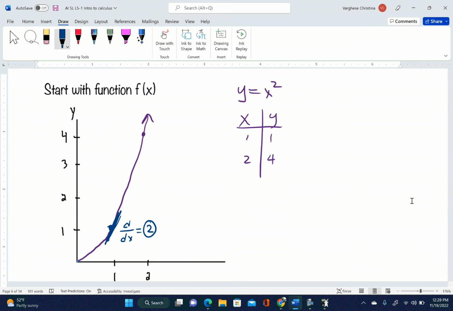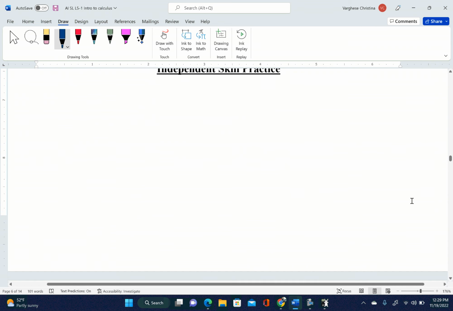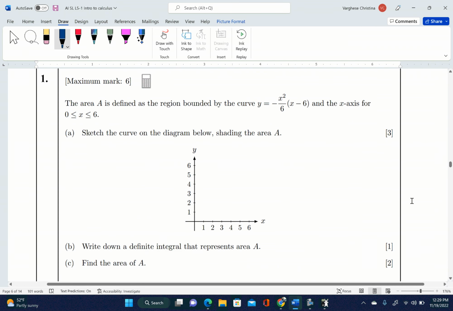All right, so we're going to go ahead and try some practice problems. There are definitely tricks to make this a lot easier, but we're going to go ahead and get started on some practice problems, right?